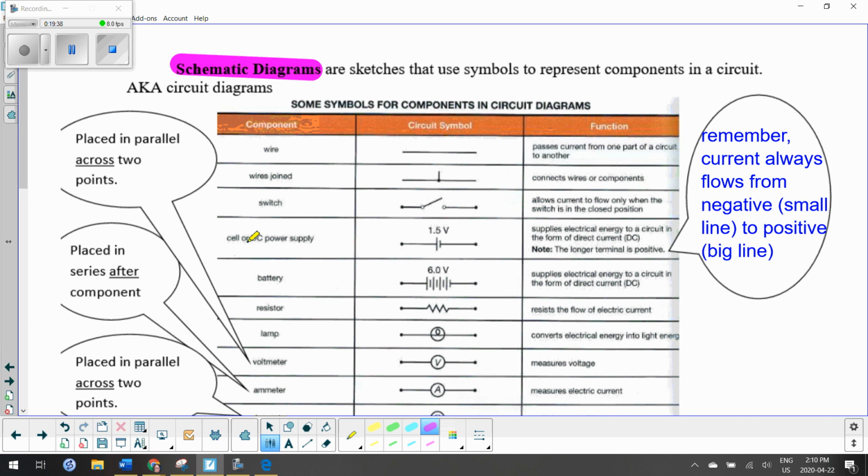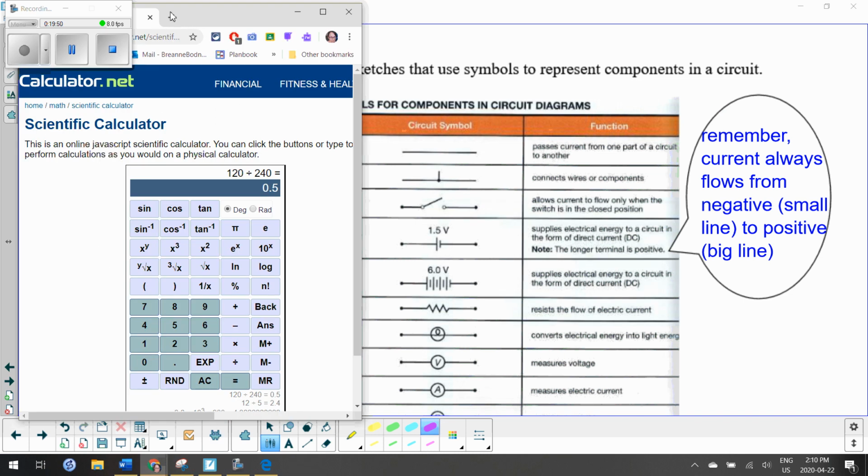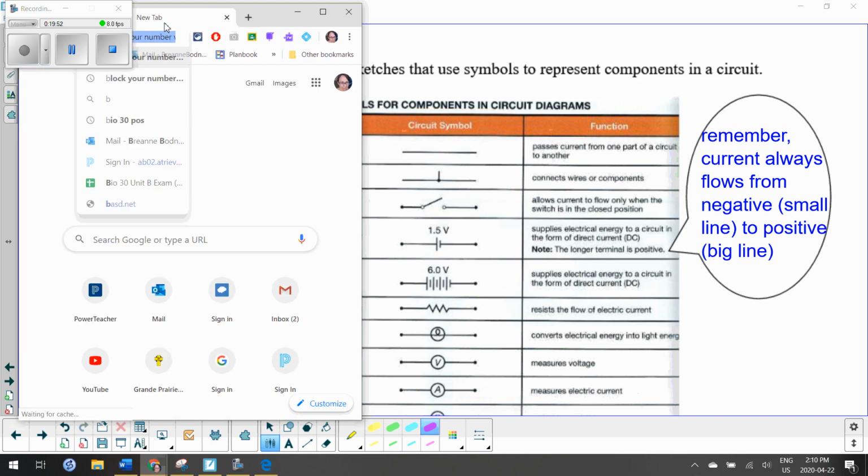A cell. Now, the great thing about this is explaining the difference between a cell and a battery. Okay, so I'm going to see if I can pull up some pictures for you so that you can see what I am referring to.